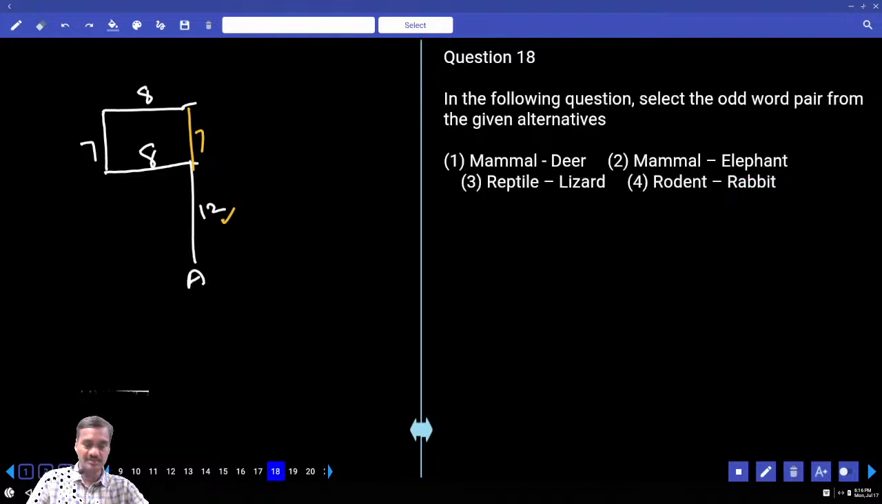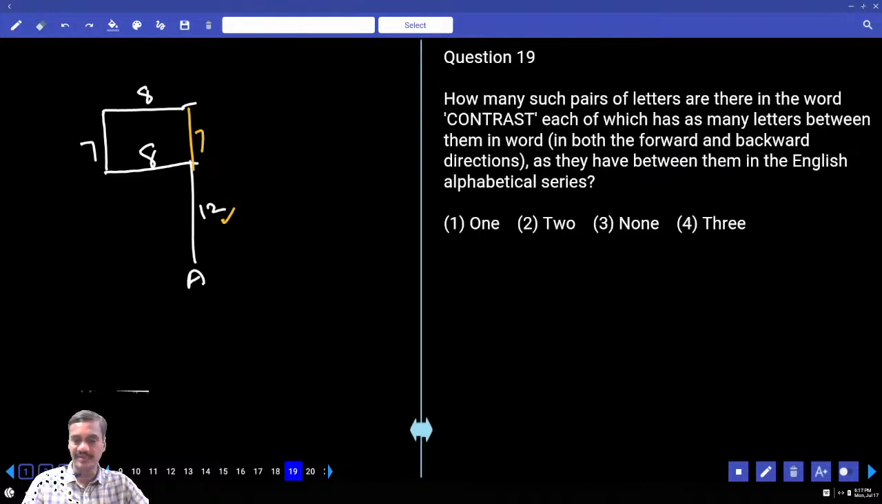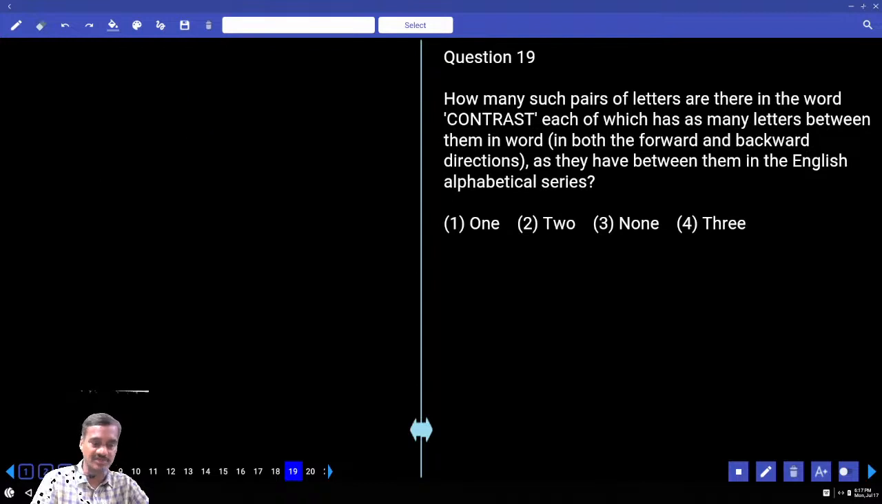And the 18th one. Now in this 18th, it's an odd pair. Deer is a mammal and elephant is again a mammal, and now lizard is a reptile. Rat is a rodent. Rabbit is not a rodent. Clear? And so choice 4 is the odd one, 18th one.